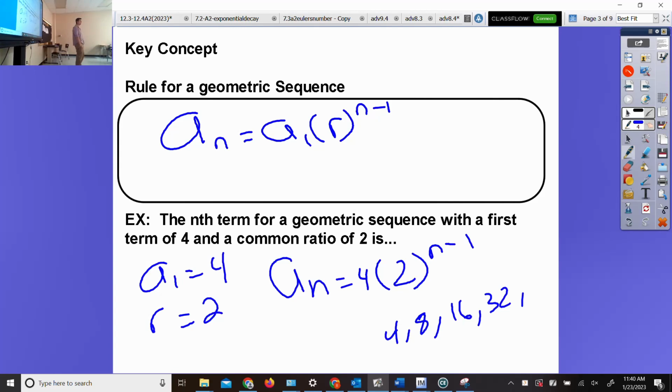Guess what would it look like if you graphed it? If it's exponential growth, how would it start? Starts flat, and that's right, there's exponential growth functions.